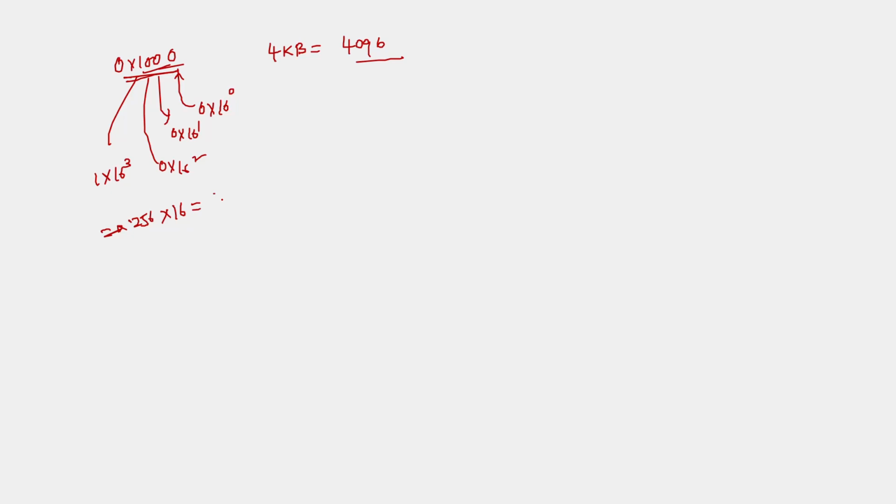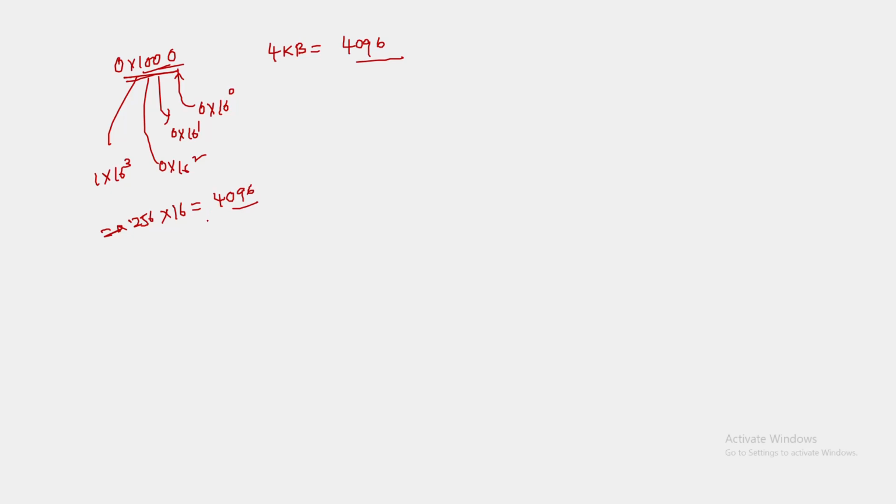How am I saying that 4 KB boundary? 4 KB boundary means 4096, right? So this is the value related to the 4 KB boundary. How am I saying that? This is 0 into 16 power 0, and then 0 into 16 power 1, and then 0 into 16 power 2, and then 1 into 16 power 3. Okay, 16 power 3 means 256 into 16, that value is 4096. So this address does not cross that.